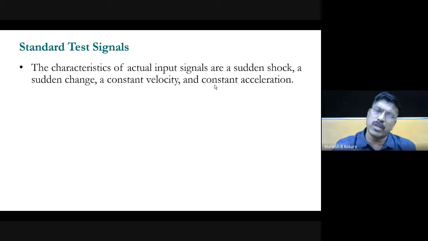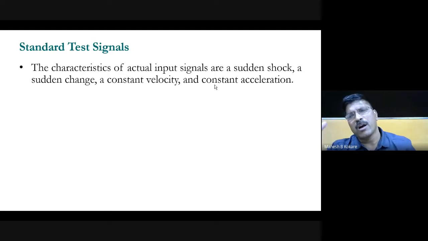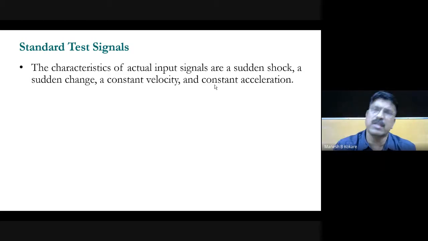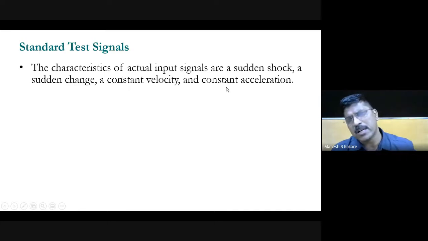So this is related to time domain analysis, but when you are doing the analysis in the frequency domain, you have to change the frequency, right from 0 hertz to very high, like megahertz or gigahertz and so on. You have to change the amplitude and the phase as well. In a sinusoidal wave, you can change the frequency, the amplitude, and the phase. So the sinusoidal signal is also considered as a fifth standard signal. But generally, the sinusoidal signal is used for frequency domain analysis, whereas sudden shock means the impulse signal, sudden change means the step signal, constant velocity means the ramp signal, and constant acceleration means the parabolic signal.